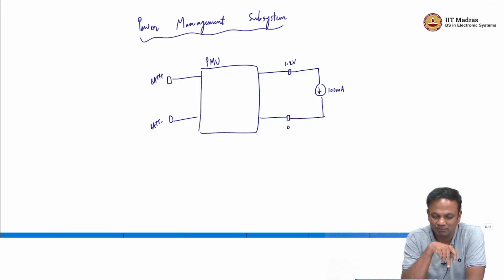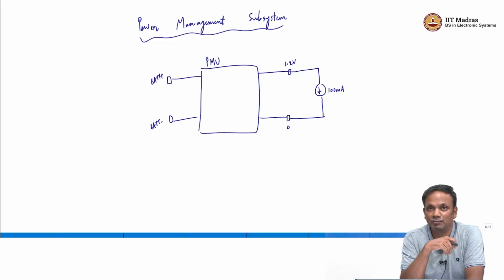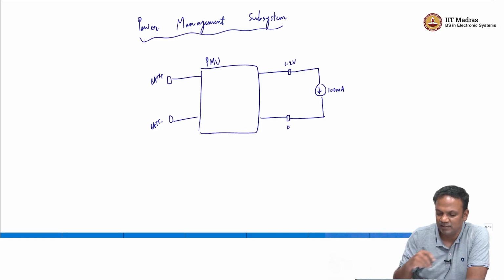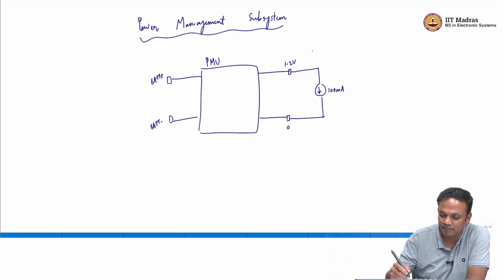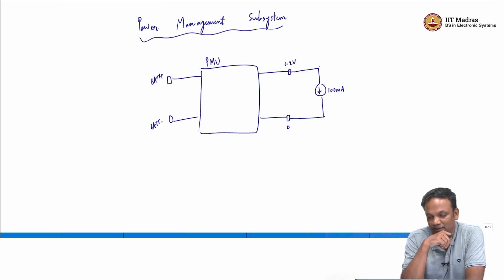Now, does this mean that this 100 milliamps of current has to come from the battery, or will the amount of current coming from the battery be lesser? It is an important question to answer, because if you look at the power that it is taking, what is that? It is 120 milliwatt. That is the power it is taking.